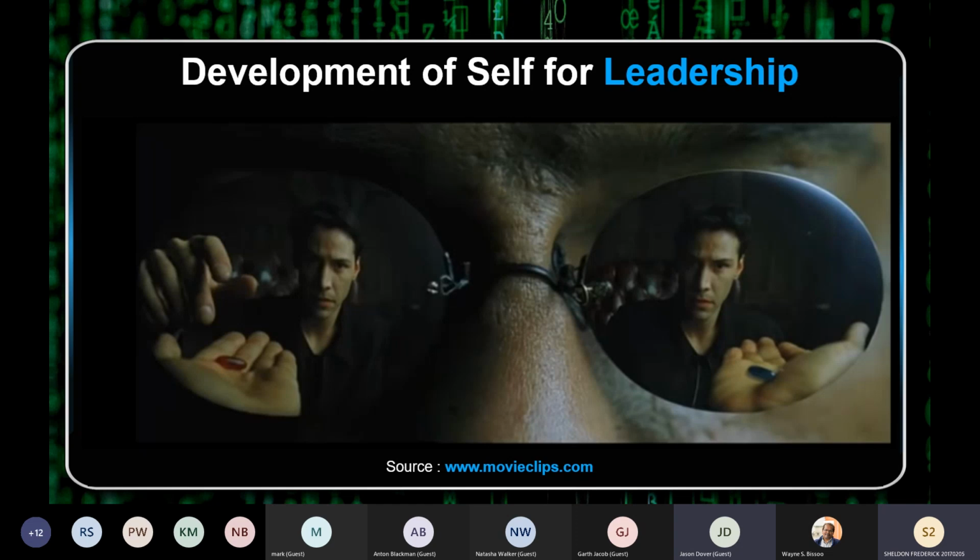In the movie The Matrix, after Neo took the red pill, he was unplugged from the Matrix and was born into the real world, which was Zion. He was mentored, as we all know, by Morpheus, who guided him along his path of self-development in his preparation to lead the people of Zion to their salvation.